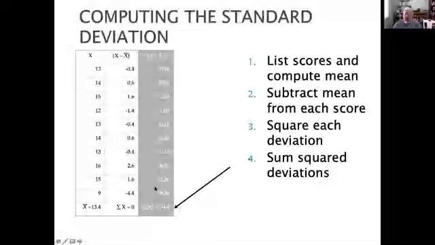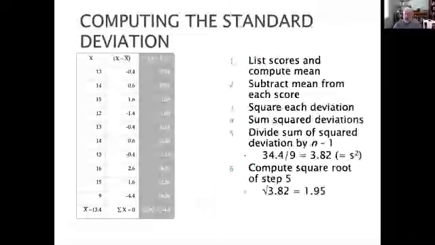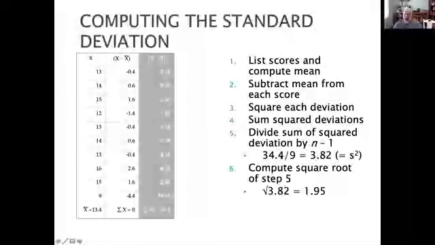So what I have to do now is something else to figure out how to bring that number down. And the opposite of squaring things is to take the square root. So you divide the sum of squared deviations by n minus 1. So here's, there's 10 here, that's n, minus 1, because it's a sample, gives you 9. So 34.4 divided by 9 equals 3.82.